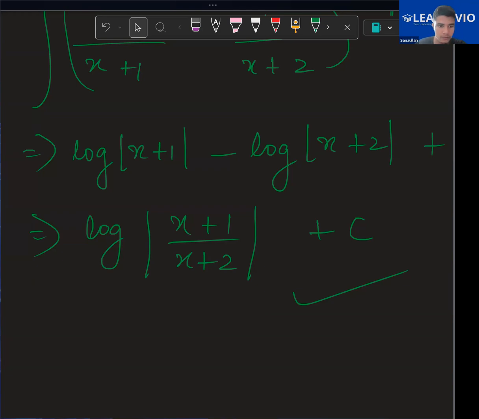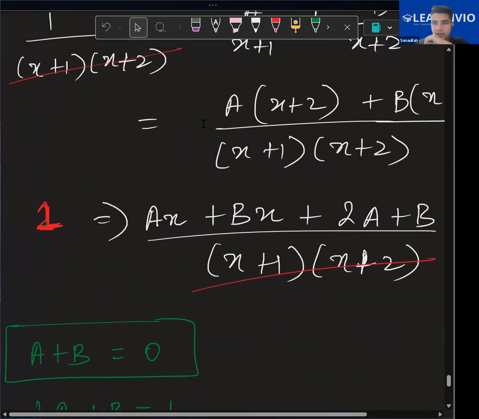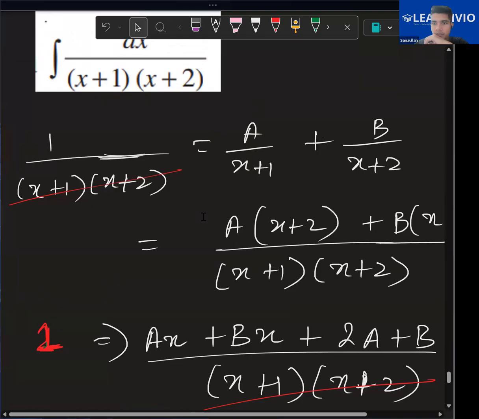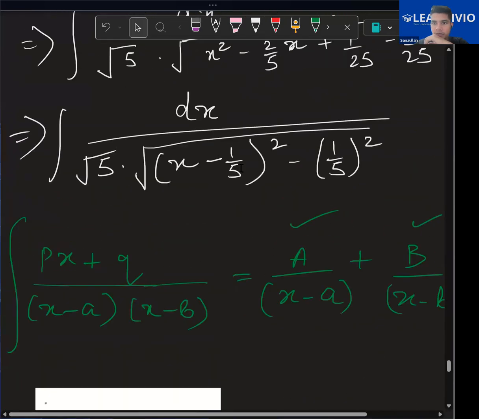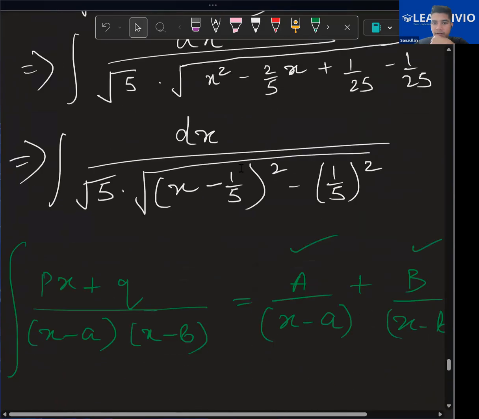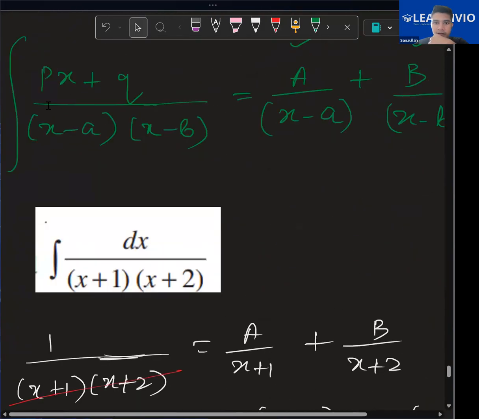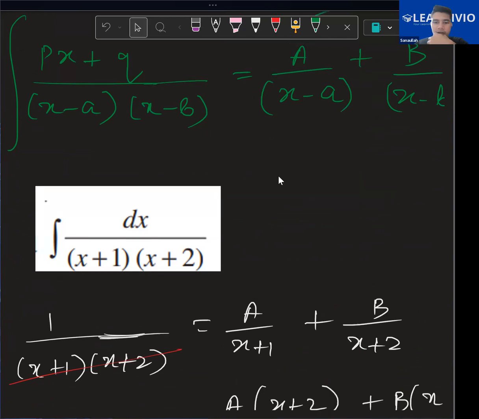So the question is, I think I told you only this one, no? I only told you this category of partial fraction where you have a power 1, like you have px plus q over x minus a and x minus b, and you can write this as a upon x minus a plus b upon x minus b.